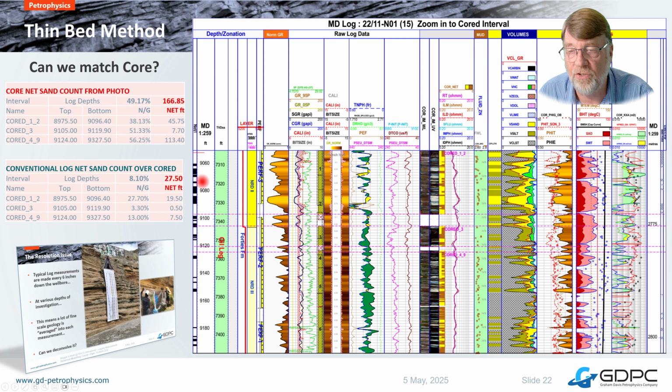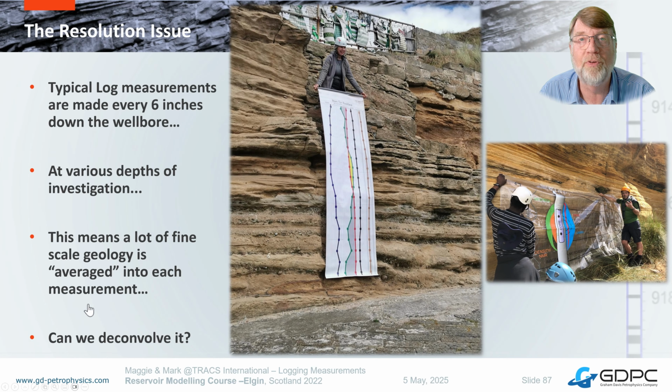Now, taking our conventional log analysis, which is these net sand flags here, and calculating it over exactly the same intervals, give or take a bit of depth shifting, I'm only calculating 28 foot of net. So in the core I can see 167 foot of net, and in the logs I can only see 27 foot of net. So what's going on then? What's the issue? Well, as I hinted at before, the issue is resolution. Now typically we make log measurements every 6 inches down the wellbore.